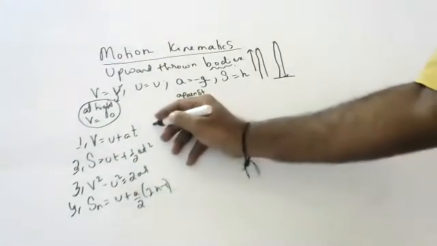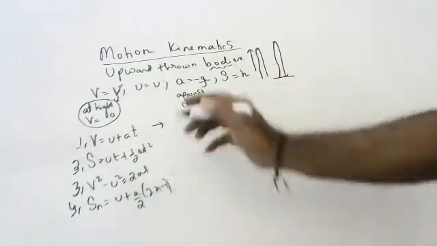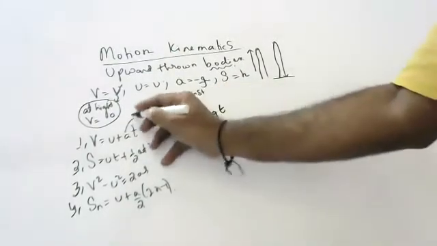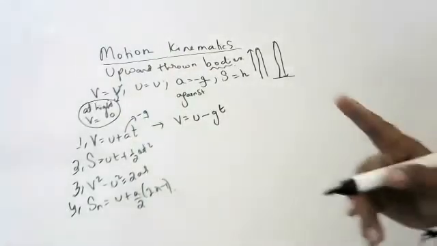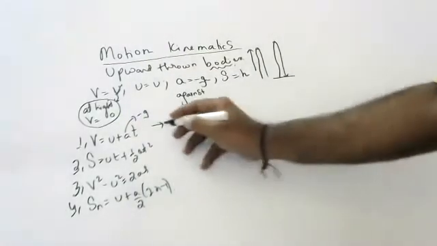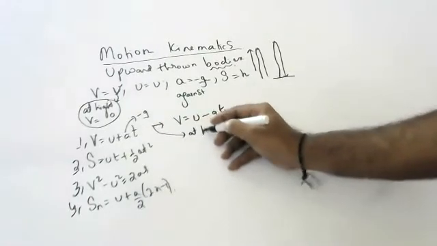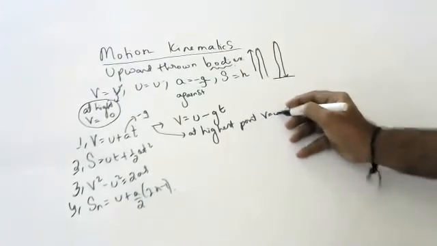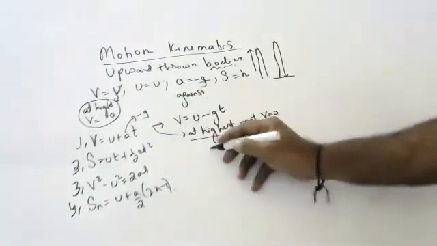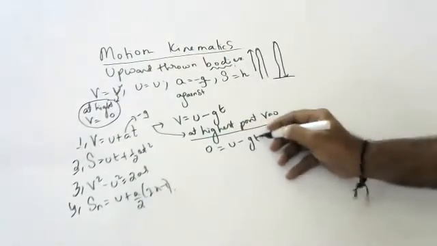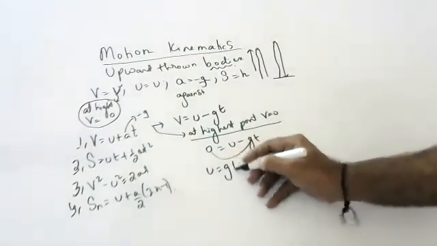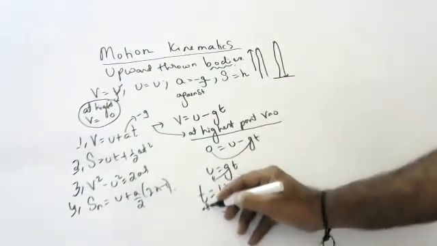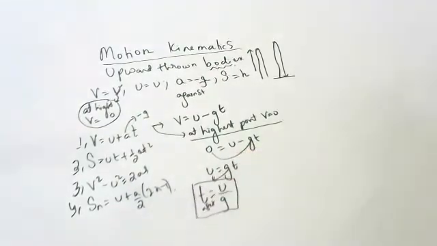So for the upward thrown bodies, see here all of you carefully, V is equal to U minus GT because A is minus G. This is 1. This is normal. And at the highest point, what happens? V becomes 0. If you put 0 is equal to U minus GT, U is equal to GT, T is equal to U by G. This is called time of ascent.